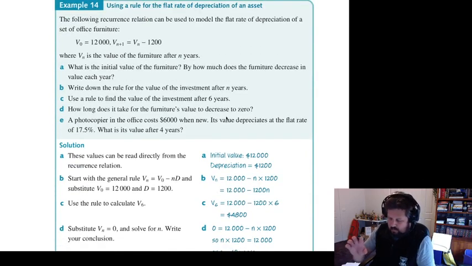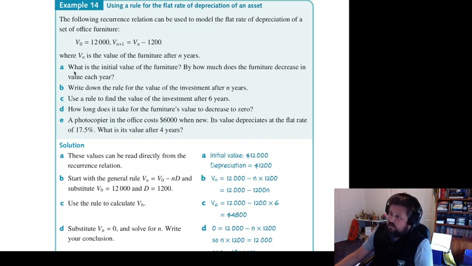Alrighty. We've had the chat about the ones where things are increasing, so there's linear growth going on with the simple investments. However, the other way is depreciation. Indeed, this one is flat rate depreciation, and the formulas were in the front of this chapter. It says here, the following recursion relationship can be used to model a flat rate depreciation of office furniture. So V0, the initial amount of the furniture, is $12,000. And every year it's going down $1,200. It's decreasing in value $1,200.